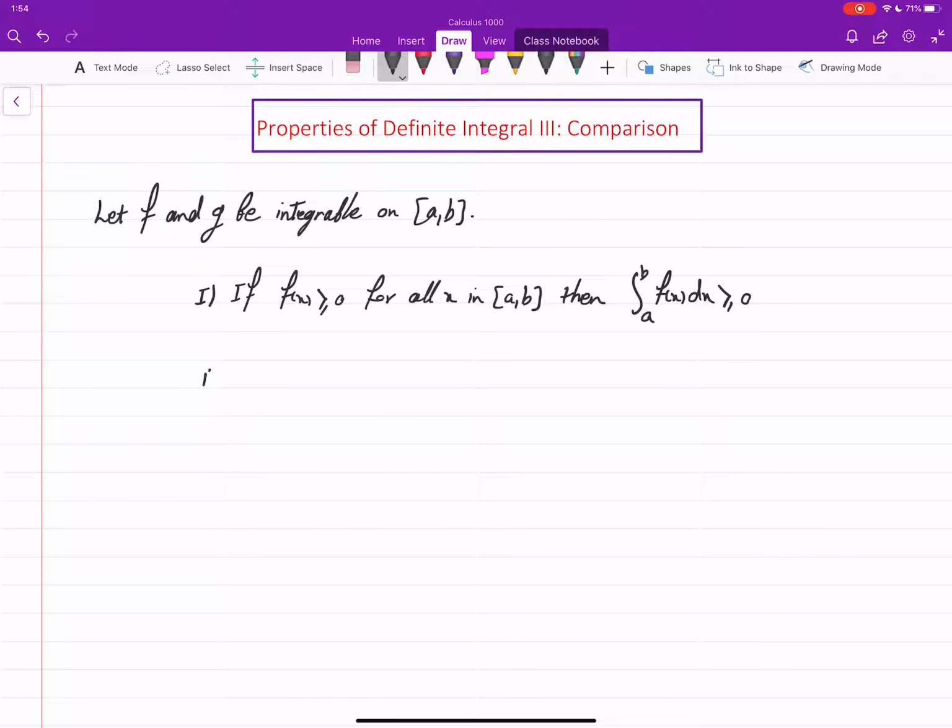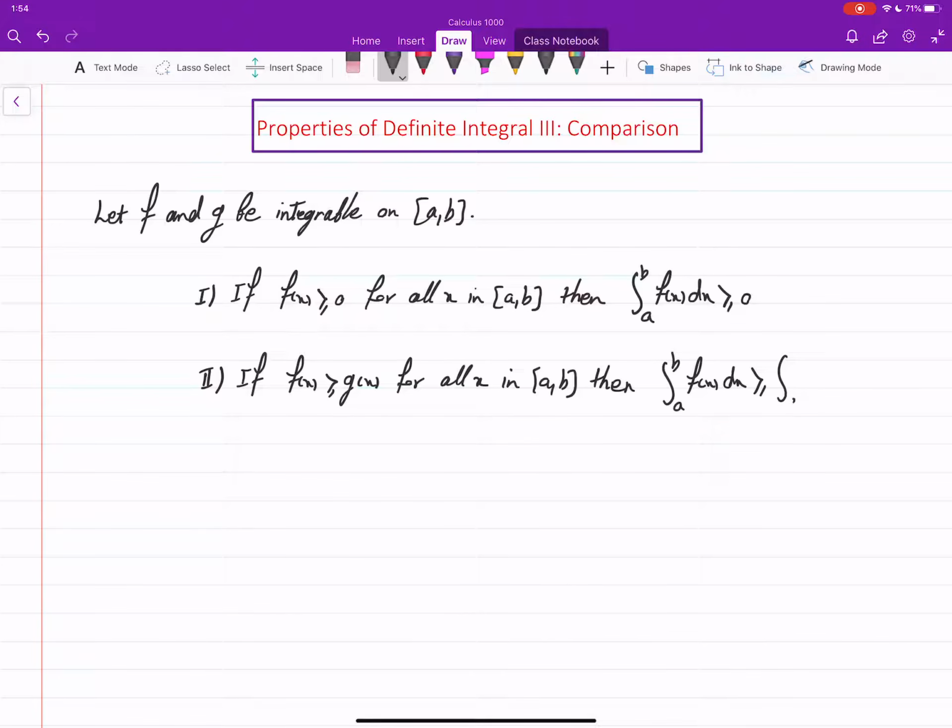You can also go a little bit further and you see that if a function is bigger than or equal to another function for all x in the interval a, b, then the integral of the bigger function is going to be bigger than the integral of the smaller function. In other words, the definite integral is an increasing functional in some way.